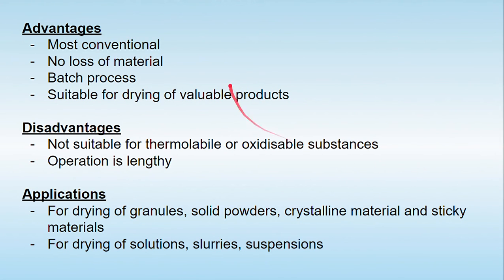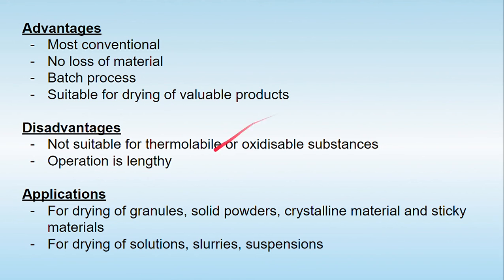What are the advantages? It is the most conventional dryer, used for years, and you might find this type, the tray dryer, sometimes called a hot air oven, in your laboratories. There is no loss of material. It's a batch process, so you can control the parameters very easily, and it is suitable for the drying of valuable products.